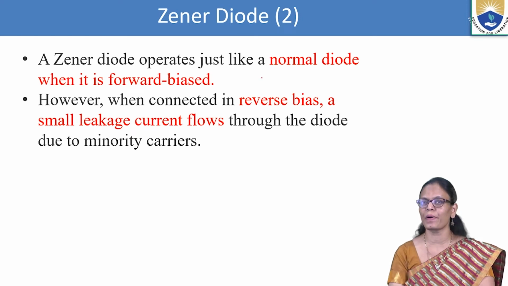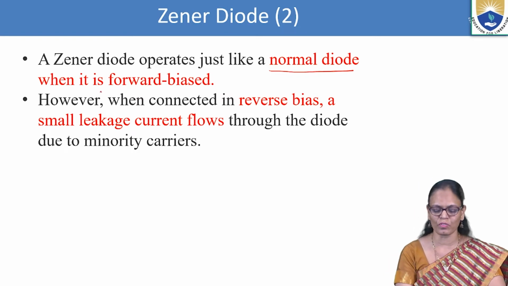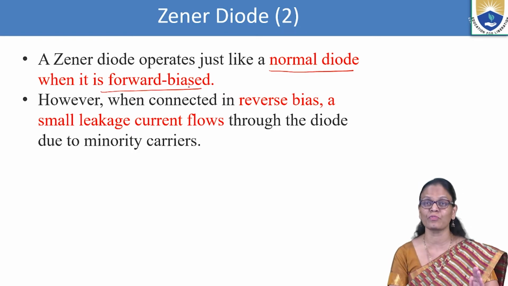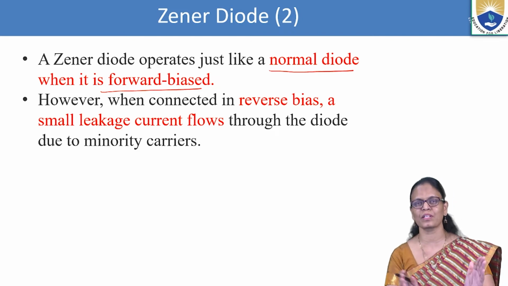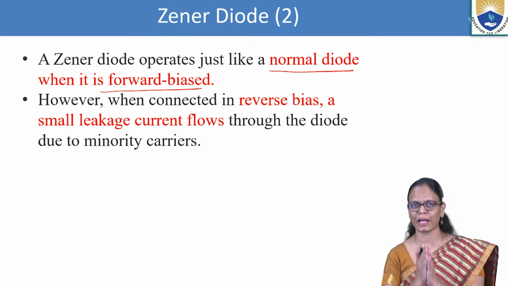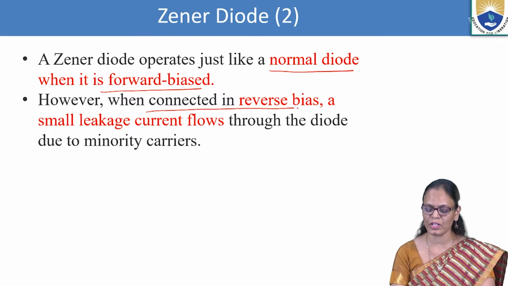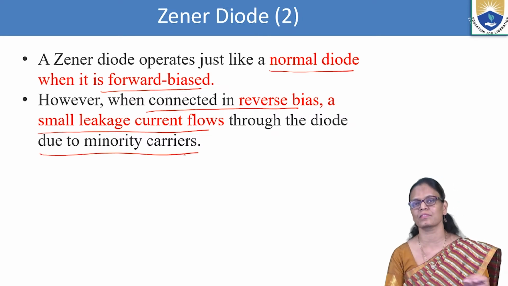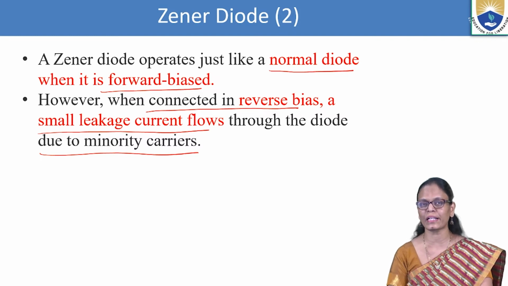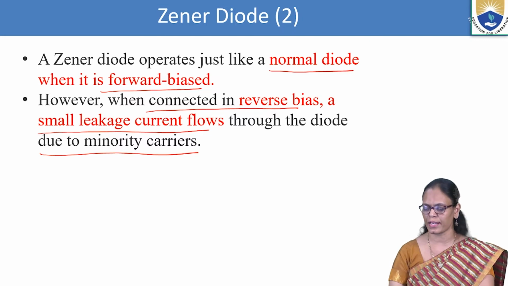So a Zener diode operates just like a normal diode. Diode here means the PN junction diode when it is forward biased. So we have seen completely the functioning of the forward bias. What happens here? The width of the depletion layer decreases as we apply the forward voltage, and slowly the charge carriers will cross the junction. But when connected in reverse bias, a small leakage current flows through the diode due to minority carriers. This also we have seen. The leakage current is always due to the minority carriers. The minority carriers here are the electrons on the p side and holes on the n side.